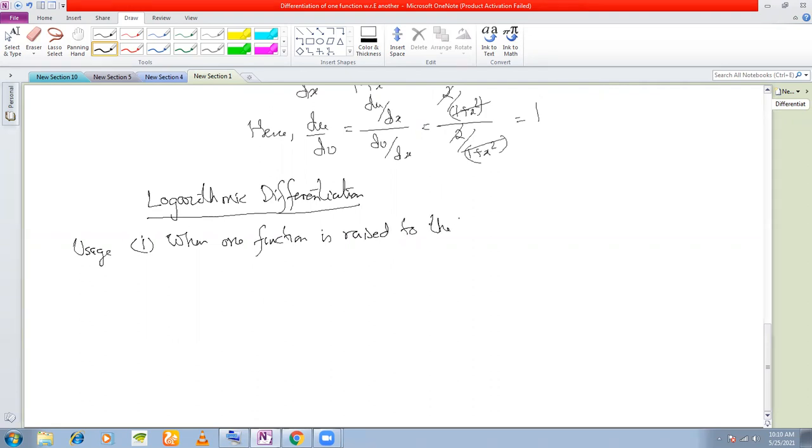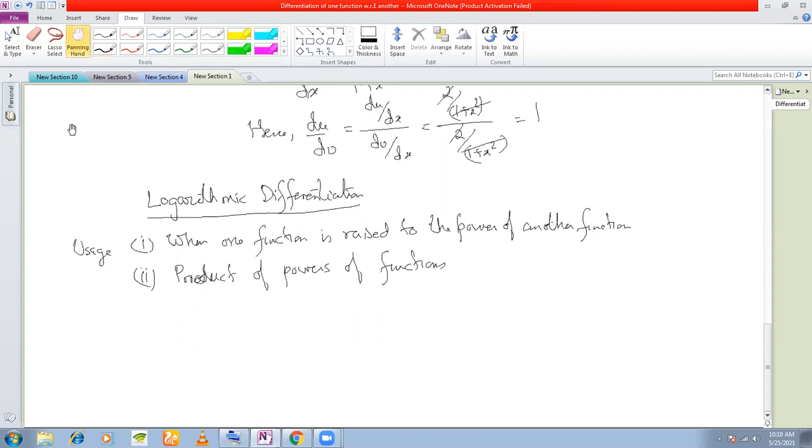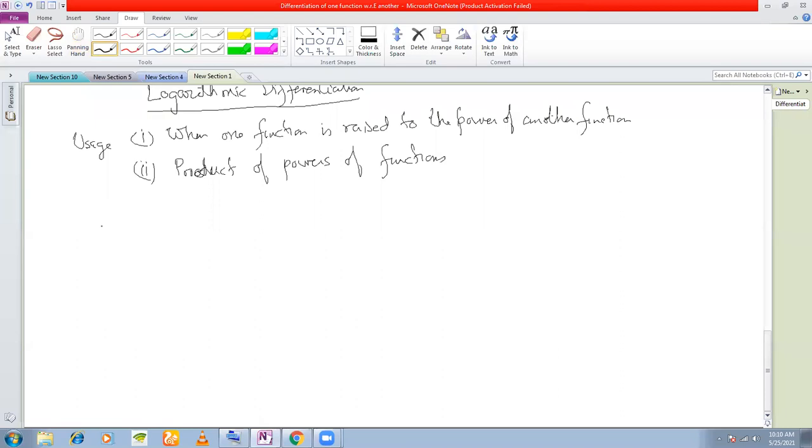To the power of another function. Okay, you can use logarithmic differentiation here. Normally we use it when the function is a product of powers of functions. Okay. In this, let us see an example to illustrate this problem.